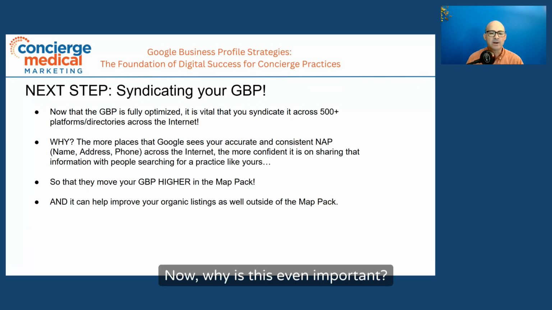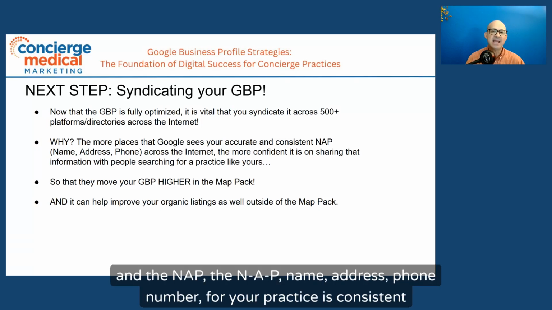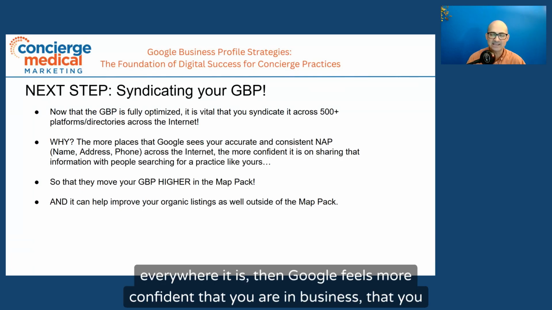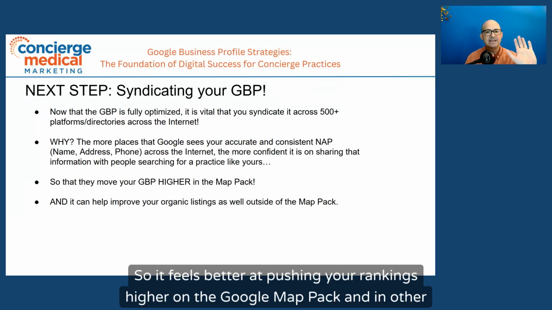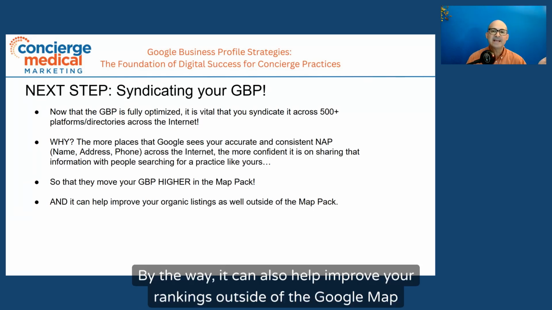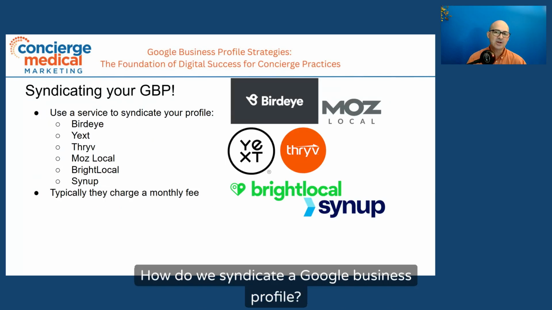Now, why is this even important? The more places that Google sees that your information exists on other platforms, and the NAP, name, address, phone number for your practice is consistent everywhere it is, then Google feels more confident that you are in business, that you are at that location, that things are solid and growing, right? So it feels better at pushing your rankings higher on the Google Map Pack and in other ranking areas. By the way, it can also help improve your rankings outside of the Google Map Pack. Super cool stuff.